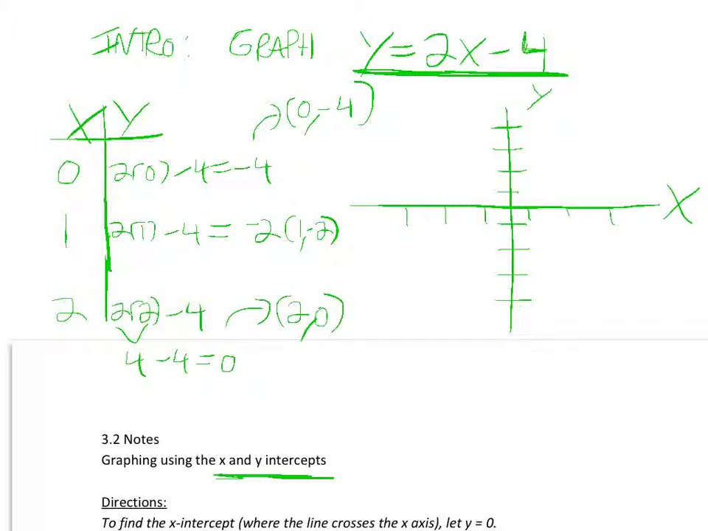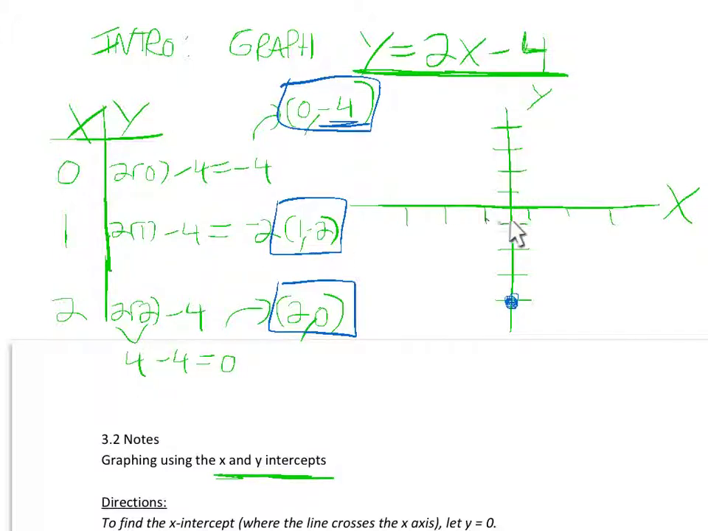Okay, let's graph these 3 points. I'll put this in blue. I'm going to graph 0, negative 4, 1, negative 2, and 2, 0. Now this probably isn't going to look as nice as the other ones because I drew it by hand and I'm not really a good artist. But we'll see how it goes here. So 0, negative 4. I start at the origin, I go down 4. Here's 0, negative 4 right here.